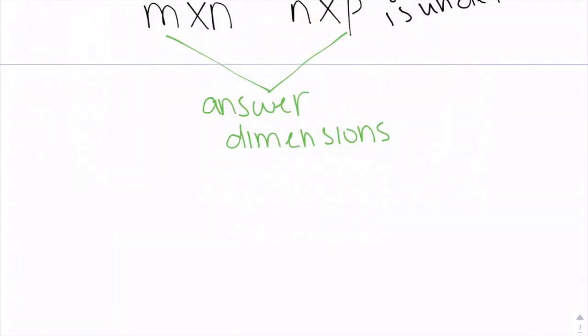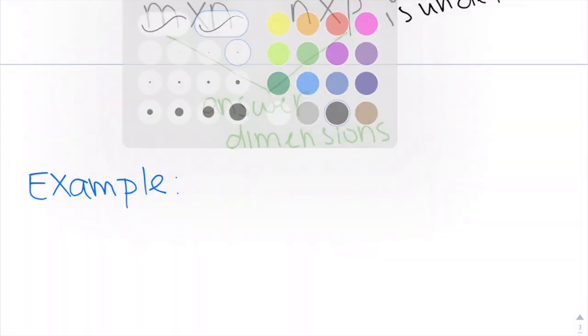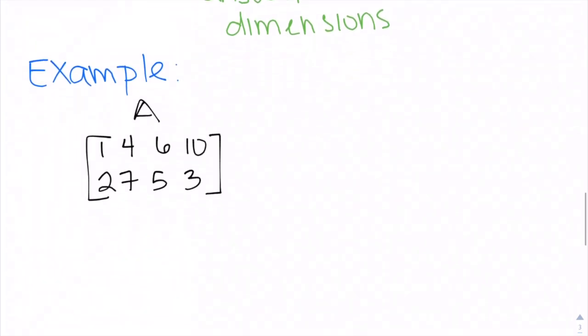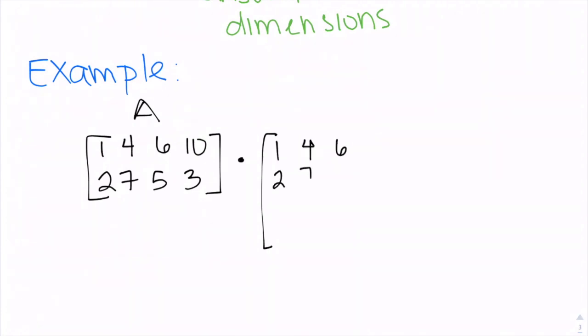So now if we go to an example, if we take this matrix here, which we will call matrix A, and we want to multiply that by this matrix, which we'll call matrix B.